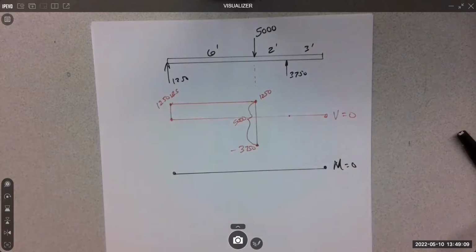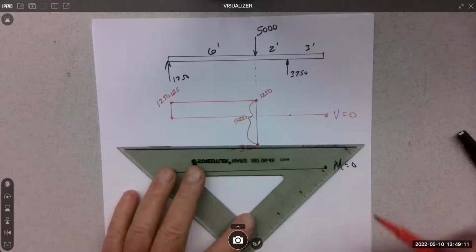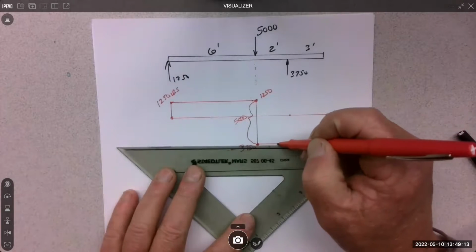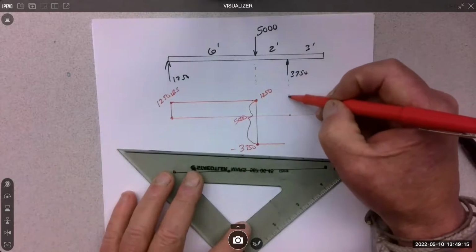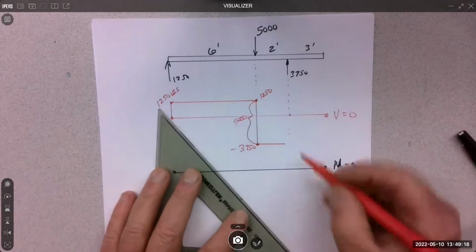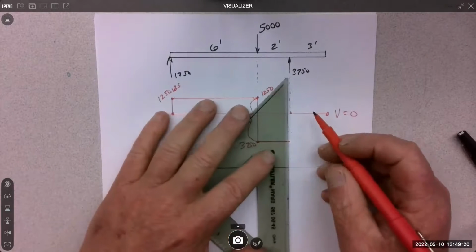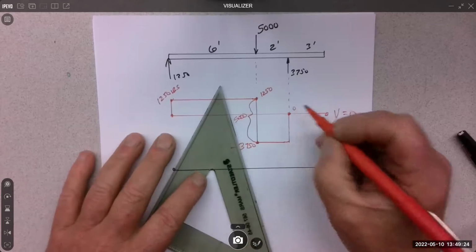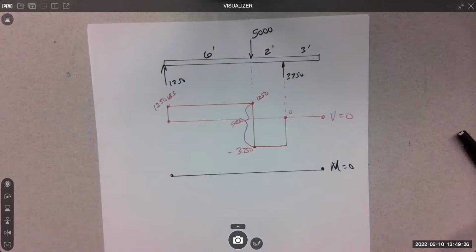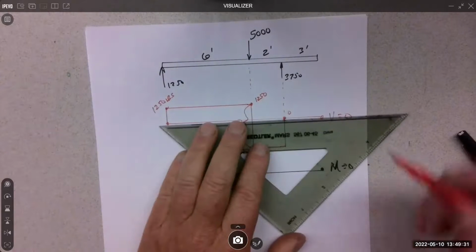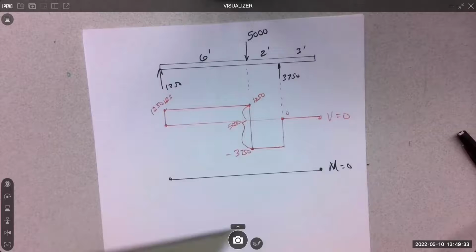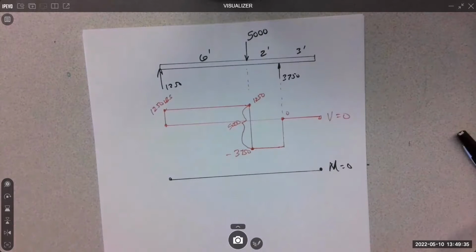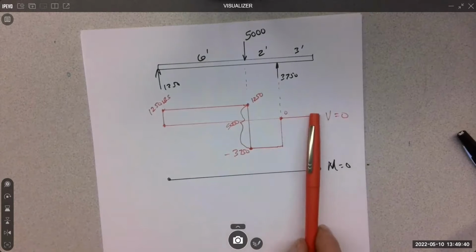And then what happens? Nothing. It just stays horizontal until it hits the 3750, and then it goes up 3750 to 0. And then what happens in the remaining part of the beam? Nothing. So it just goes in a straight line out, confirming that nothing's going on out here at the 3 feet.